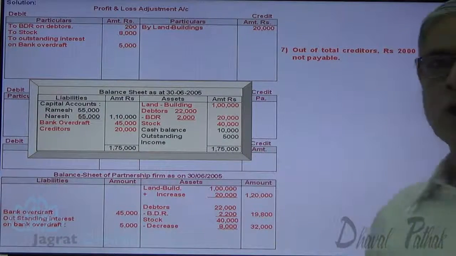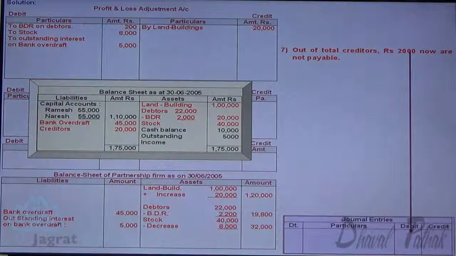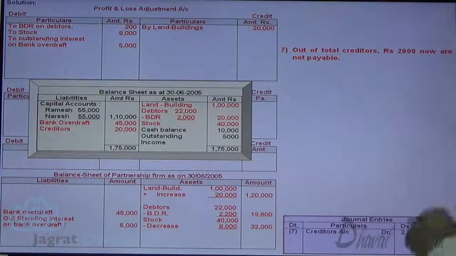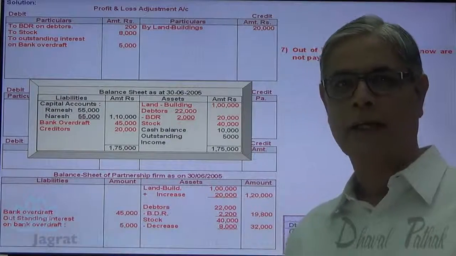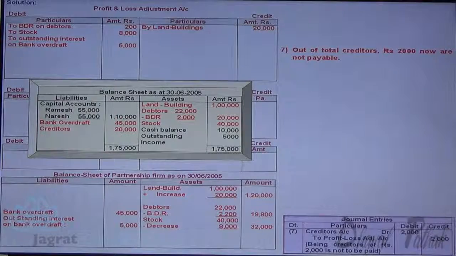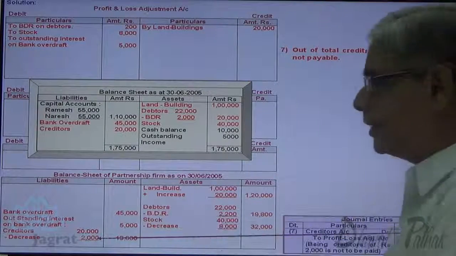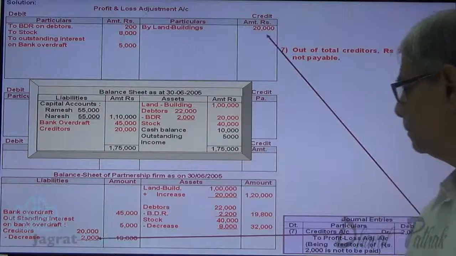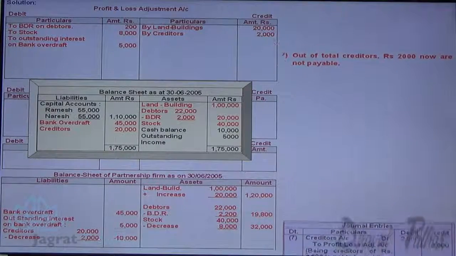Creditors 2,000 not payable, creditors are 20,000. Decline in liability is a gain, creditors account debit to profit and loss adjustment account credit. So from 20,000, 2,000 deducted, 18,000 is the reported liability, and decline in value of liability is again a gain, so revaluation account is credited.